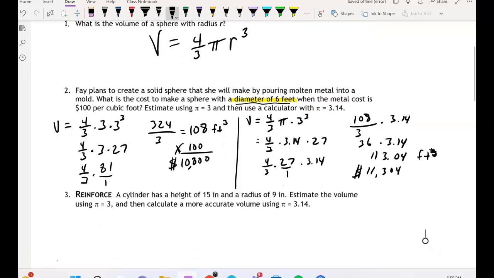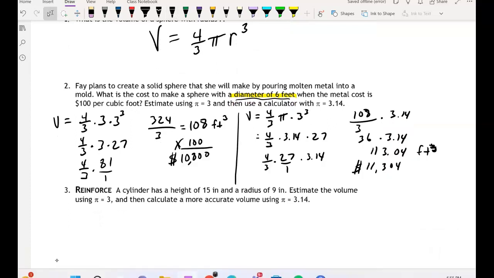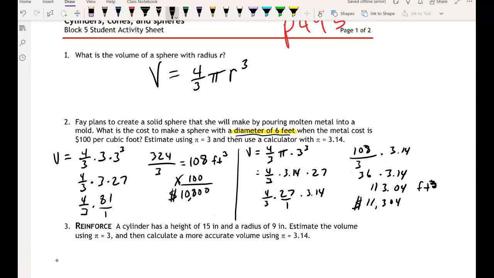Great. All right, so all you have to remember when we're talking about the volume of a sphere, it's always that lovely 4/3 pi r cubed. That's the volume of a sphere.